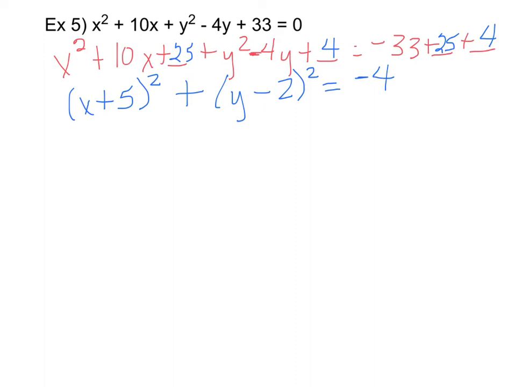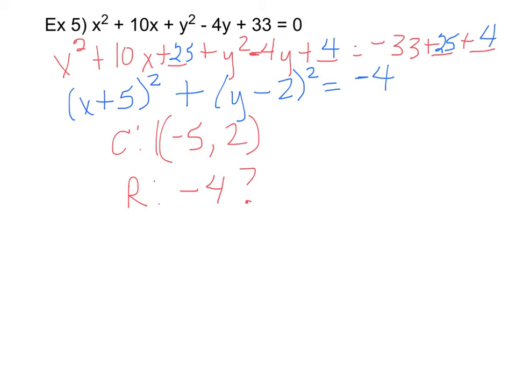What? How does that work? So if I'm looking at this, I technically have a center of negative 5, 2, but how can I have a radius of negative 4? How does that work out? A radius is the distance from the center to the outside. Can I have a distance of a negative amount? No.